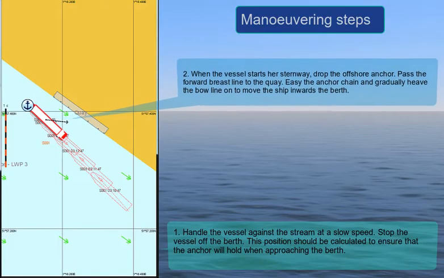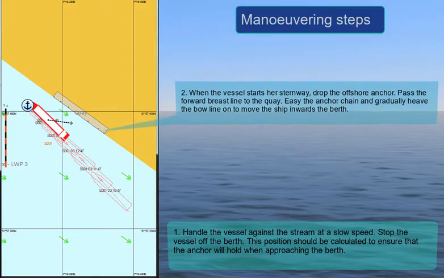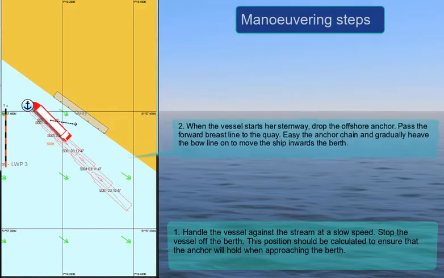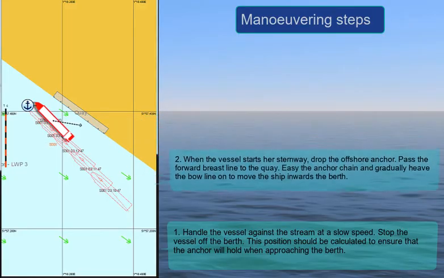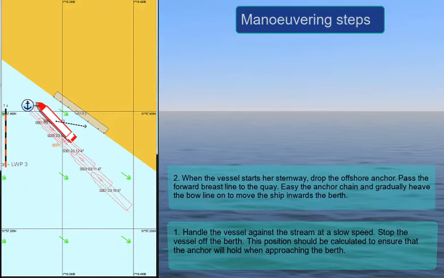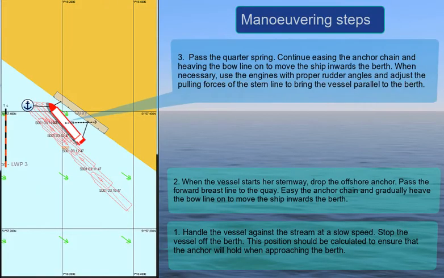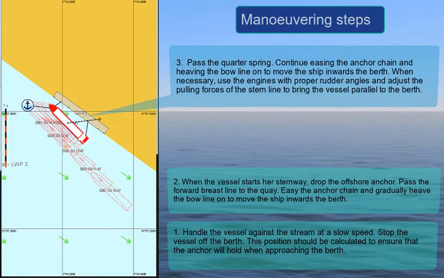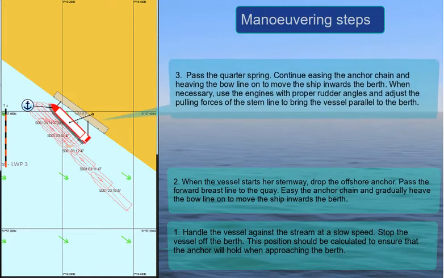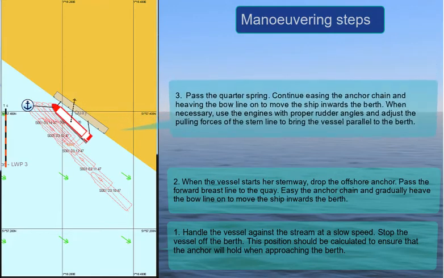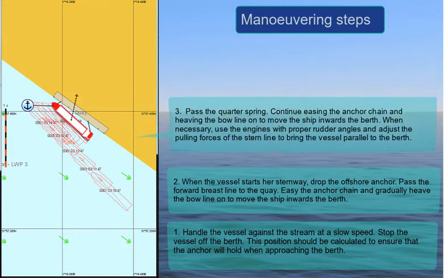Step 2. Due to the current, the vessel then starts her sternway. Drop the offshore anchor. Pass the forward breast line to the quay. Ease the anchor chain, and gradually heave the bow line on, to move the ship inwards the berth. Step 3. Pass the quarter spring. Continue easing the anchor chain, and heaving the bow line on, to move the ship inwards the berth.